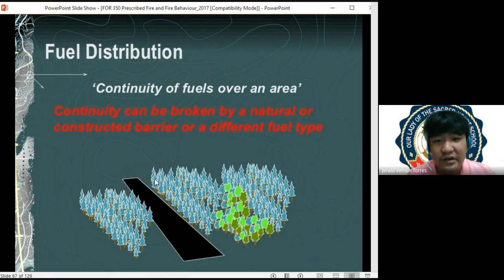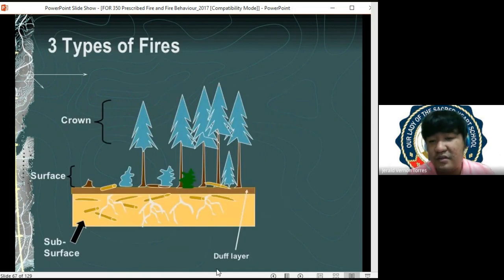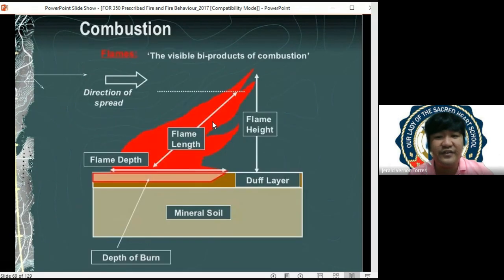Sometimes may barrier, no, distribution niya, there is a barrier in between. Yun nga lang, sometimes pwede pa rin niya maabot by radiation or by convection. So possible pa rin mag-ignite yan. Pero that would be at a slower pace due to the presence of a barrier. Ayan, yung fire natin, it could be a ground fire, it could be a surface fire, or it could be a subsurface fire.